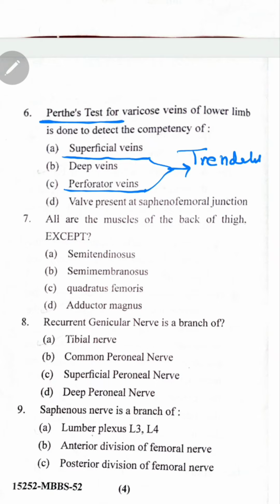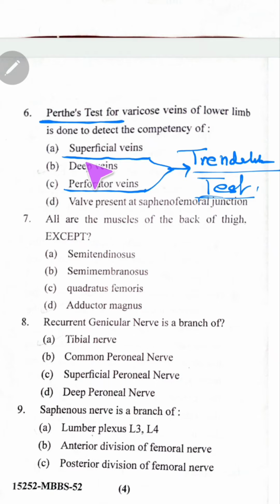Trendelenburg's test. Now, I'm not going to tell you the details of Trendelenburg's test. Maybe sometime I'll upload a video. Right now, just focus on superficial veins and perforator veins. Trendelenburg test is done with the help of a tourniquet or by placing a thumb at the saphenofemoral junction. You drain the venous blood back into the femoral vein by milking, and then ask the subject to stand up immediately.